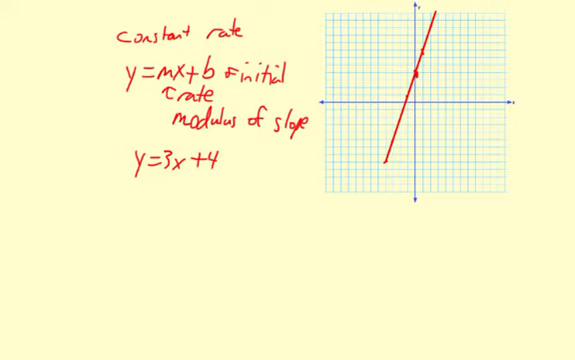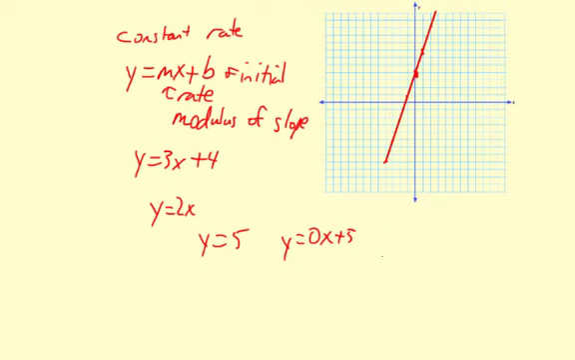Now all linear functions have this form. You could have something like y equals 2x, where the y-intercept is 0, or the initial amount is 0. You could even have something like y equals 5. That technically is a linear function with a slope of 0. So it's like y equals 0x plus 5, but it's just written y equals 5 to simplify.